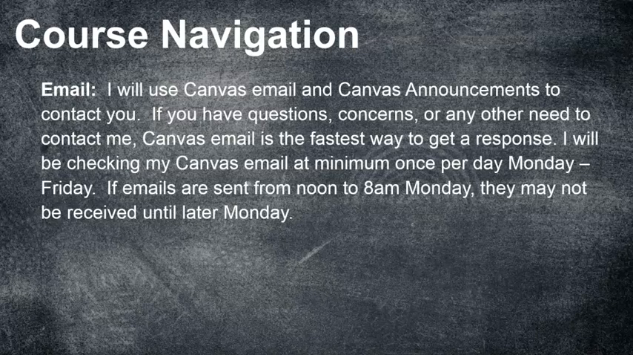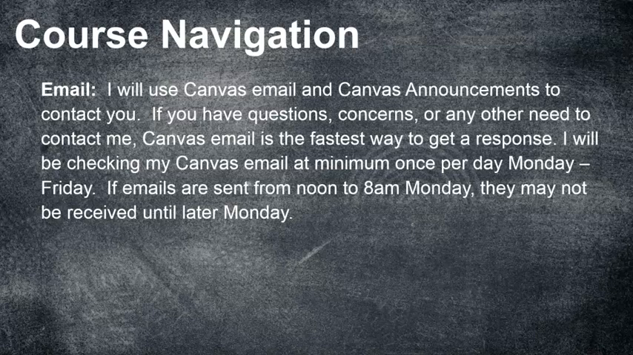How about email? I've mentioned to you about email before. I will use Canvas email and Canvas announcements to contact you. If you have questions, concerns, or any other need to contact me, Canvas email is definitely the fastest way to get a response. The reason is I have notifications set up on my phone because I have the Canvas app. And so I hopefully will know immediately, as long as my notifications are working, when you send me an email, as long as I have internet access. But if you send it to my school email, it might be days before I get it. So please always use Canvas email.